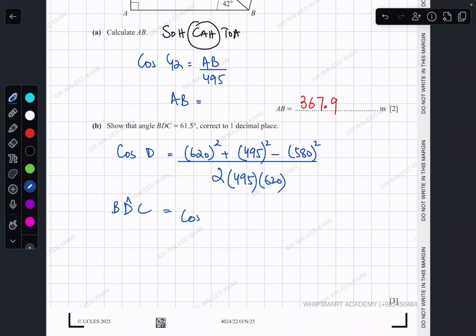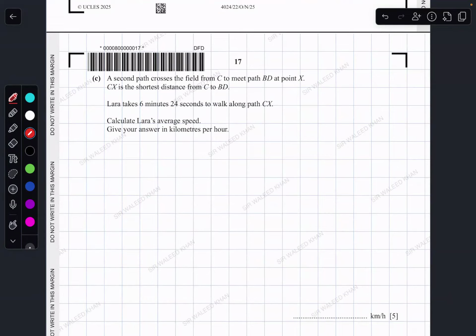Next, C part, the second path crosses the field from C to meet path BD. Now, let me bring that over here. So they're saying a second path crosses the field from C to meet path BD at X. There is a second path which crosses through C and BD like this. Now they're putting a condition. Whatever point on BD is, that would be X. Okay. So CX is the shortest distance from C to BD.